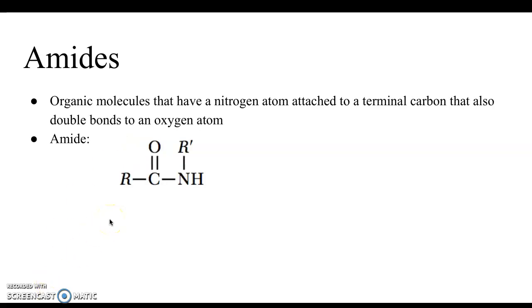And lastly, there are also amides. Amides also contain that nitrogen group on a terminal carbon, but there's also a double bonded oxygen, like so. So you would see a carbon chain represented by R, C double bond O with a nitrogen. It might be attached to another carbon chain or a hydrogen.